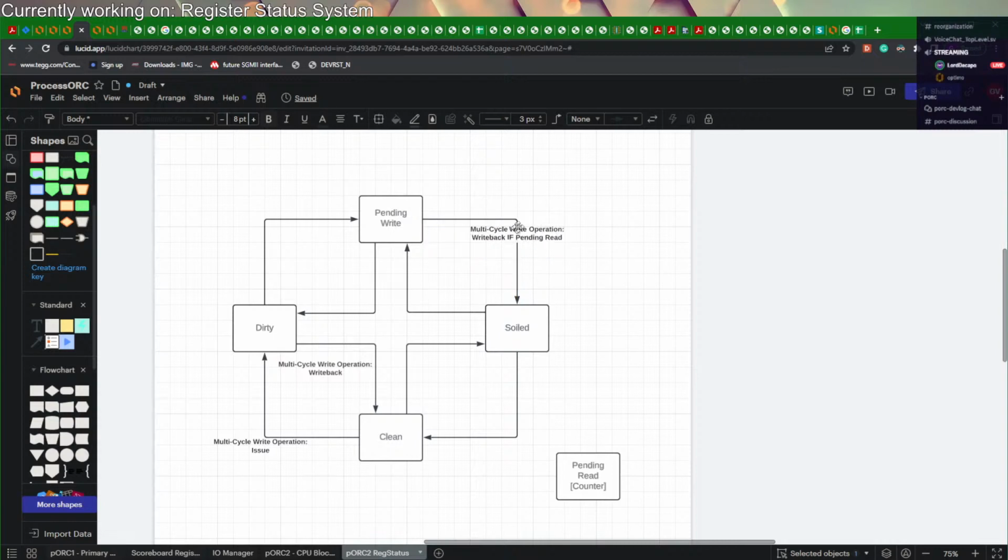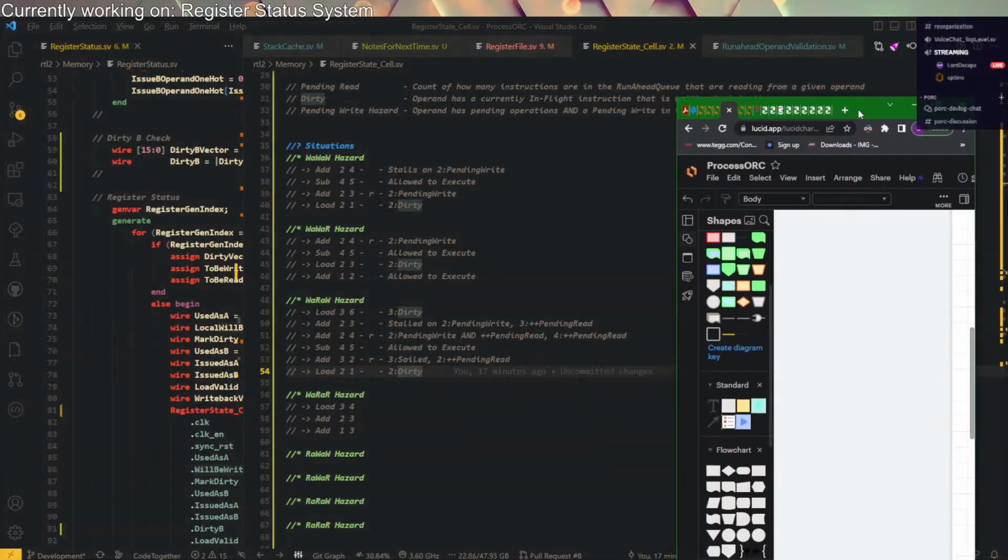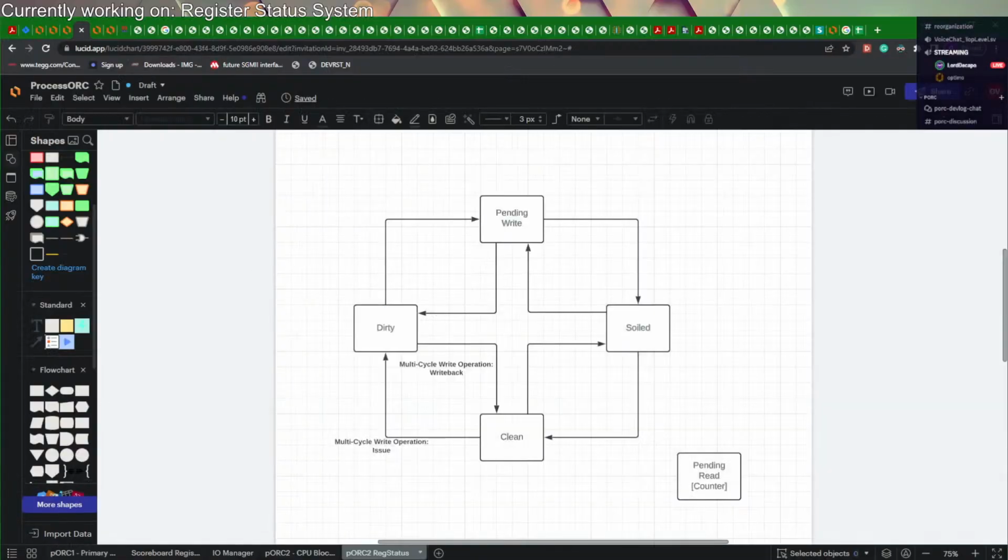Okay, so if you're in a pending write situation, let's go through this, the instruction life cycle. Oh my god, I don't have enough screen space to do this. I wish I could stream like 2 screens at the same time. So I'm looking at that spreadsheet I was just filling out before.